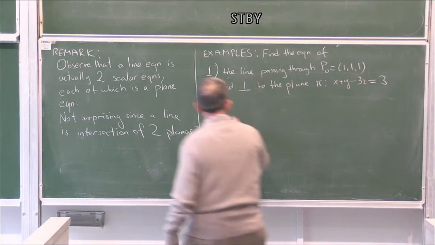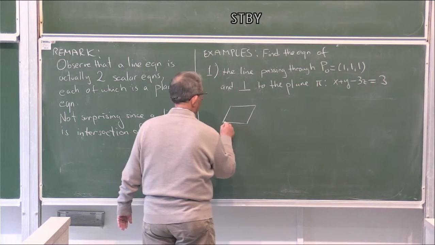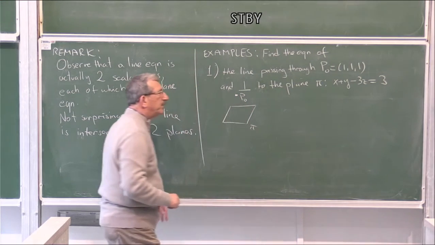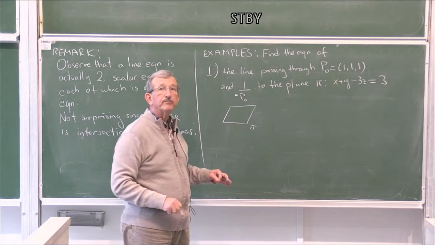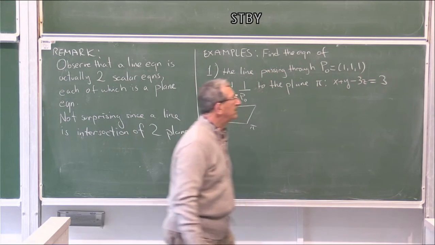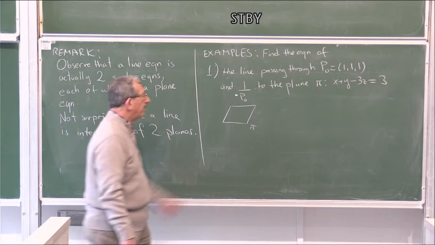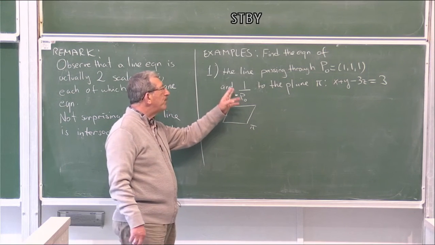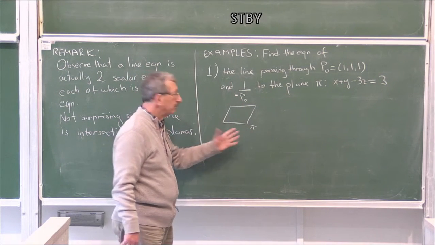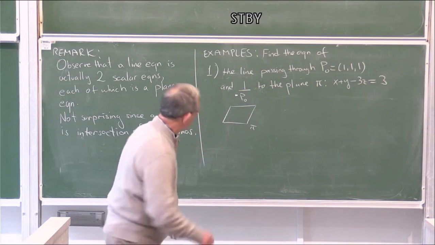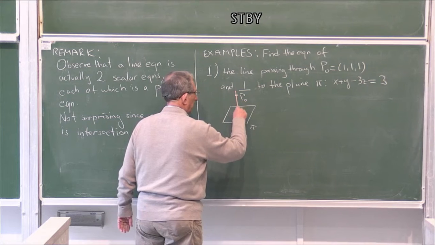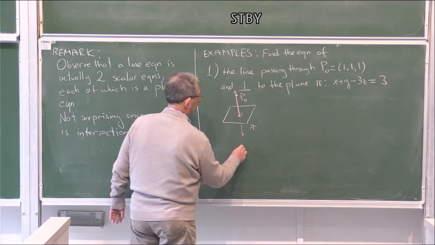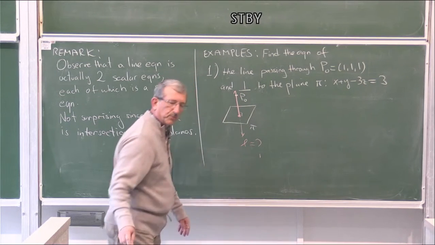Okay, the geometry is clear. We have a plane, pi, and we have a point, P0. Clearly, P0 is not on the plane. You can put 1, 1, 1, see that it's not satisfied. So we have a point outside. We want to drop a perpendicular to pi. So we want the following line. So this is the question.